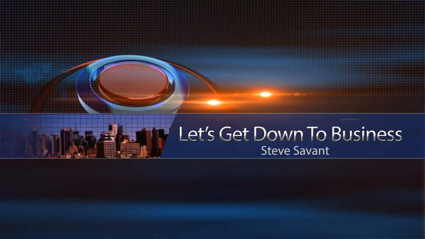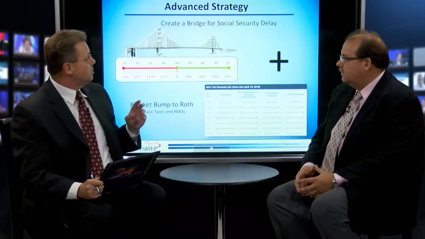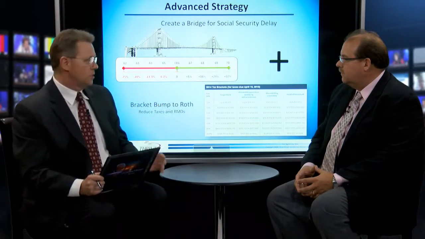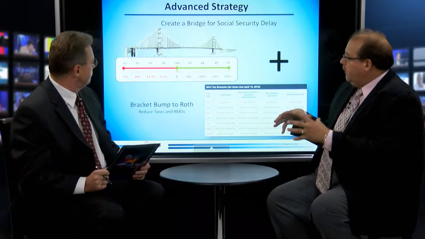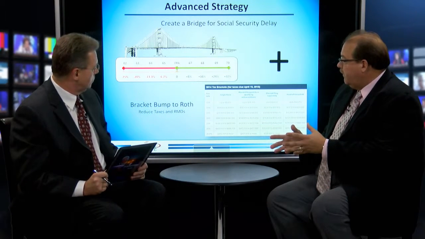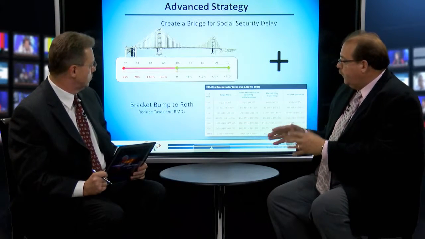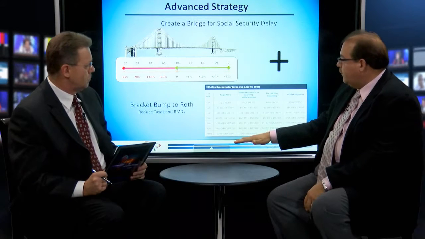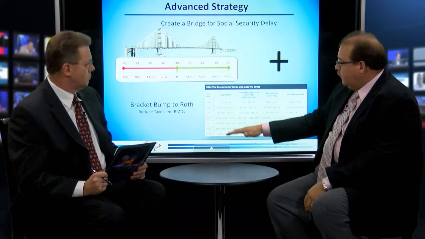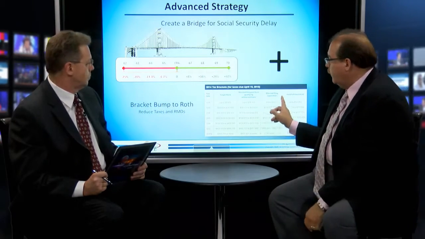Well, welcome back to the second segment. Of course, we're with Curtis Cloke. Curtis is going to walk us through one of his advanced strategies in creating a bridge. Walk us through this. Well, we're going to talk about the Social Security delay strategy using a bridge of non-qualified dollars, and we're going to use that bridge and those dollars to actually artificially lower tax brackets, depending on what filing status we have, to create opportunities for this bracket bumping Roth conversion strategy.